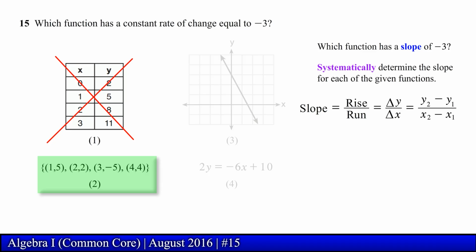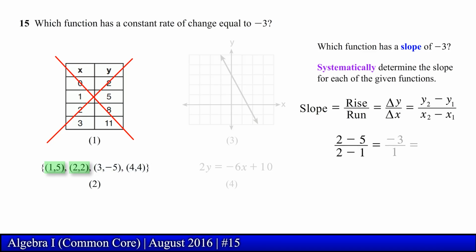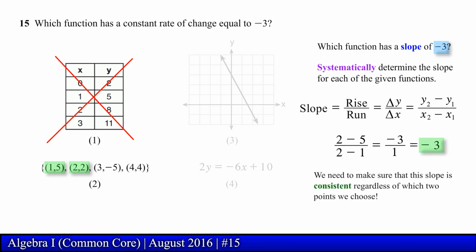For option 2, we once again have a function represented as a set of ordered pairs or points. Similar to option 1, we want to compute the slope between 2 points and check to see if it's equal to -3. Using the first 2 points, we compute the slope, which simplifies to -3. It seems that we found our answer, but we need to make sure that this slope is consistent, regardless of which 2 points we choose.